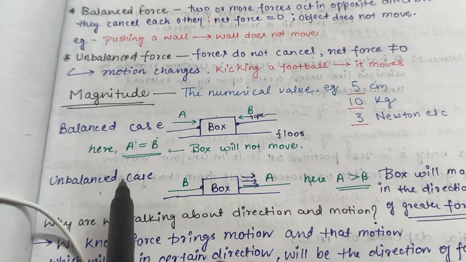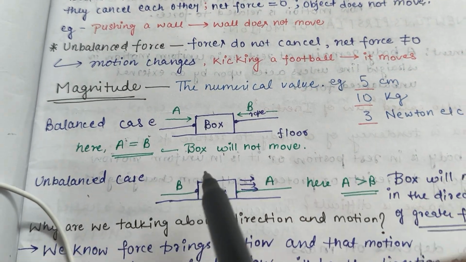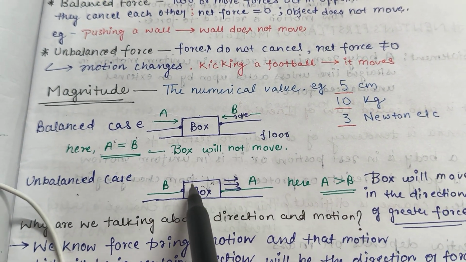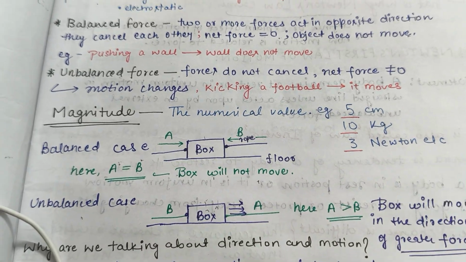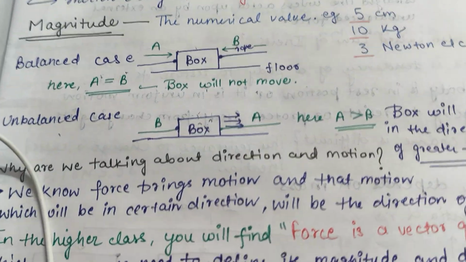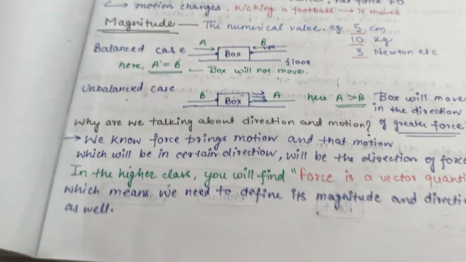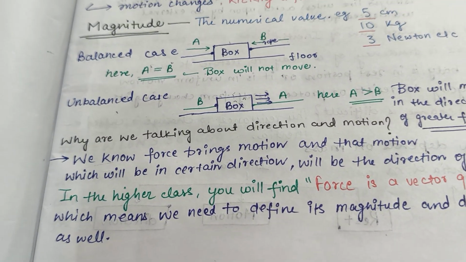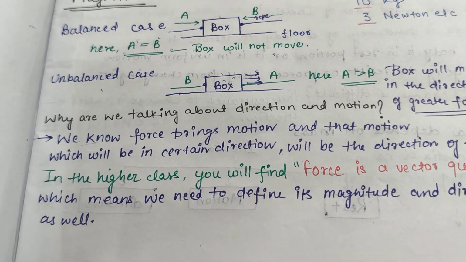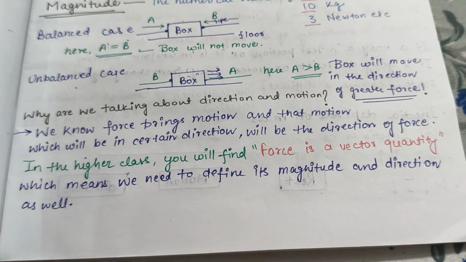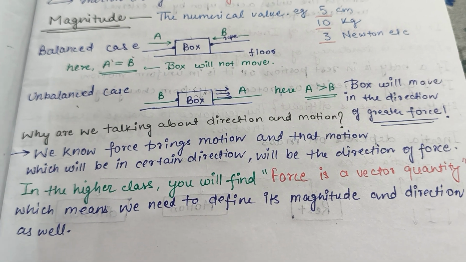In the case of unbalanced force, there can be two options. If the box is moving in the direction of B, that means B has a greater force. If it is moving in the direction of A, that means A has a greater force in magnitude. So why are we talking about direction and motion? Because we know that force brings motion, and that motion will be in a certain direction. So there will be a direction of force.